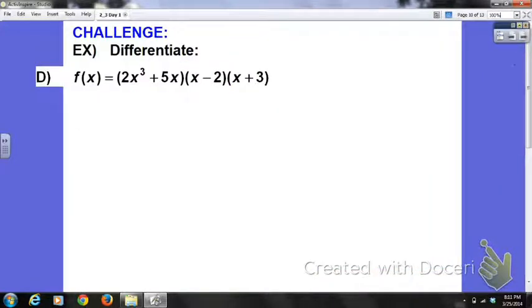I now have a little challenge for you. I'd like you to differentiate f of x is equal to 2x cubed plus 5x times the quantity x minus 2 times the quantity x plus 3. Come in tomorrow with your answers and we will compare notes.